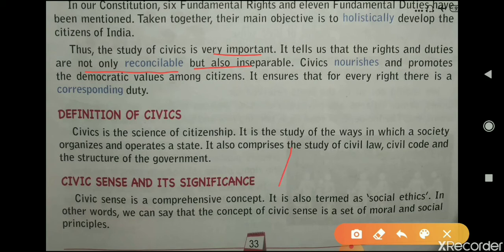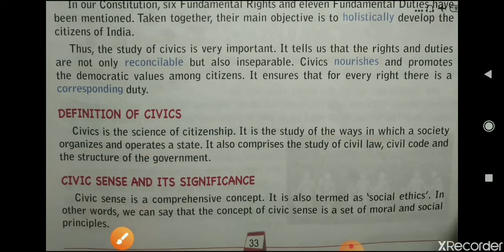Now, the definition of civics, meaning what is civics? Civics is a science of citizenship. It is a study of the ways in which a society organizes and operates a state, meaning how a society works. This we learn by civics. It also comprises the study of civil law, civil code, and the structure of the government.